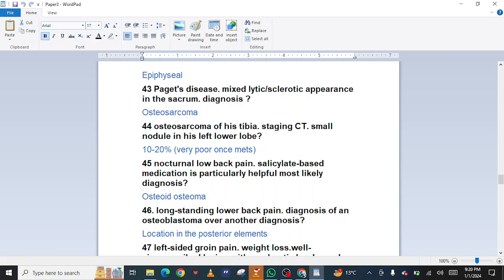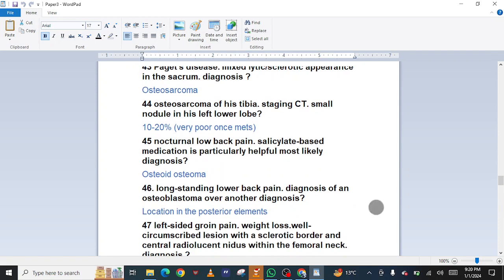Osteosarcoma. 44. Osteosarcoma of his tibia, staging shows a small nodule in his left lower lobe. 10 to 20%. 45. Nocturnal low back pain, salicylate-based medication is particularly helpful. Most likely diagnosis: osteoid osteoma. 46. Long-standing lower back pain. Diagnosis of an osteoblastoma over another diagnosis. Location in the posterior elements.